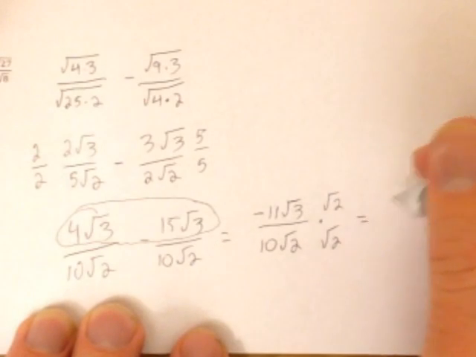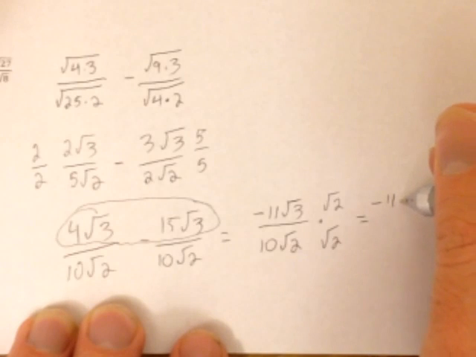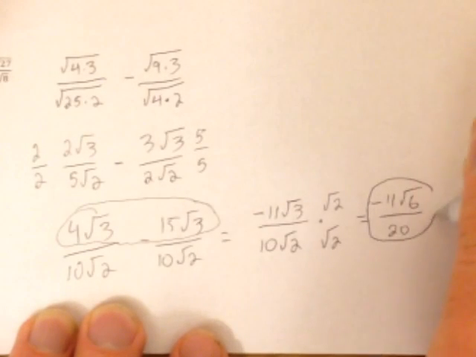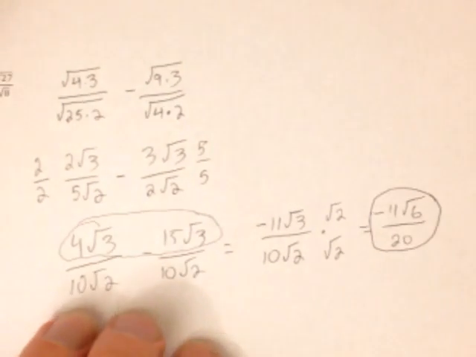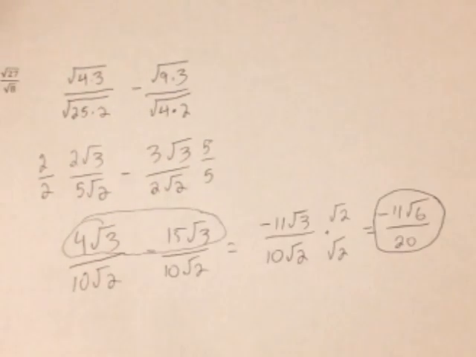Now you may have done this in a completely different way, and that is definitely okay. But if you finished with negative 11 square root of 6 over 20, you're in fantastic shape. Okay, so there's lots of ways you could have attacked that one. You could have waited and gotten the common denominator after rationalizing. There's just so many things you could have done. But if you ended up in this place, great.